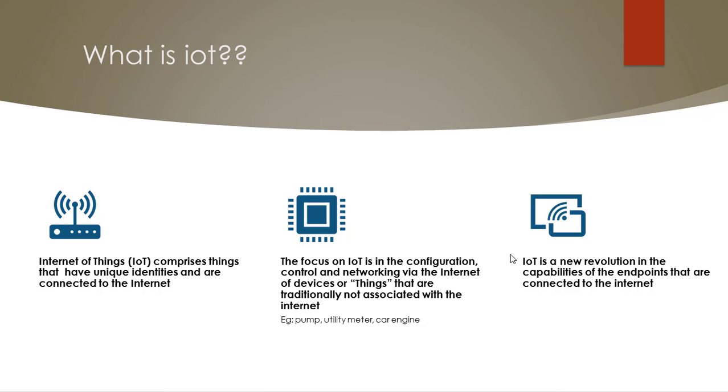IoT comprises things that have unique identities and are connected to the Internet. You must understand that anything that plays a role as an IoT device, as an Internet of Things device, must have an Internet presence in it. The focus of IoT is the configuration, control and networking via the Internet of devices or things that are traditionally not associated with the Internet. For example, you have your pump, your utility meter, your car engine, which are not connected to the internet, but you can connect them to the internet and make them quite automatic.